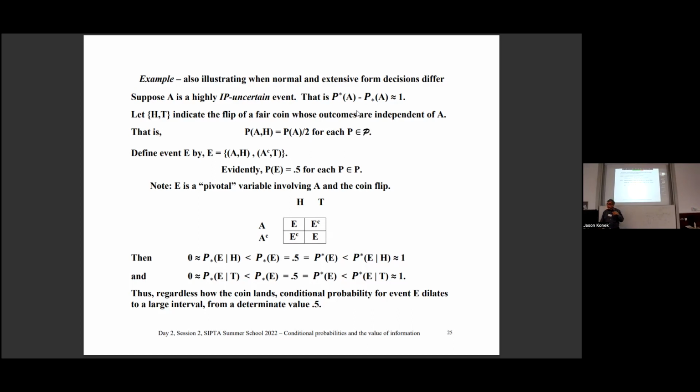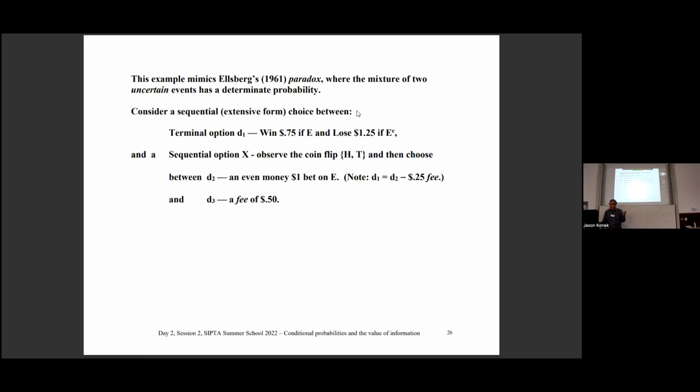Okay, so here's a terminal option. This is a choice between a terminal option and a sequential option. The terminal option, D1, is win 75 cents if heads, lose 125 if tails, that's 50-50. So it has a negative expected value. The sequential option is to observe the coin flip, heads or tails, and then choose between an even money bet on E, D2, and D3. Notice that D1 is D2 with a 25-cent fee. Sorry, I left these in dollars. And D3 is a fee of 50 cents.